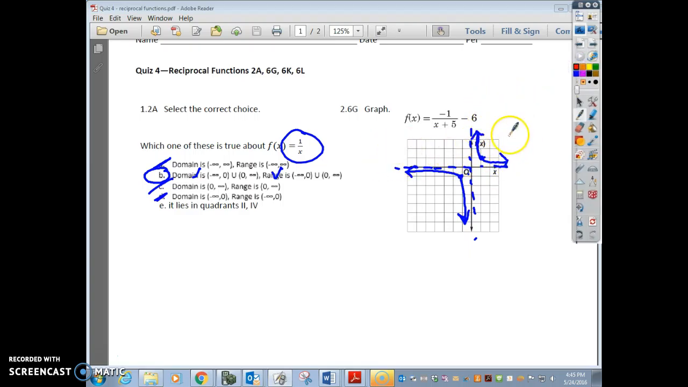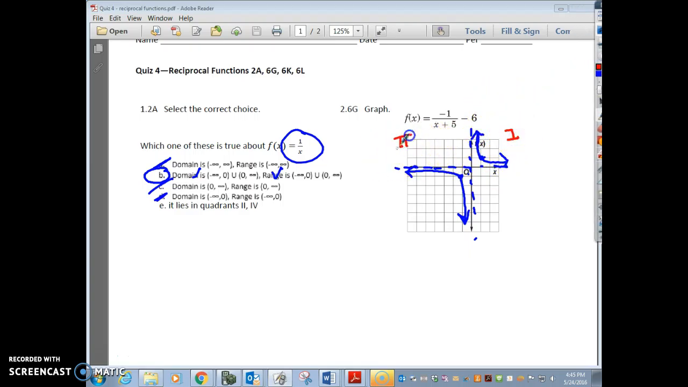So let's remember the quadrants again. This is quadrant 1, quadrant 2, quadrant 3, and quadrant 4. This lies in quadrant 1 and 3. What would make it go to 2 and 4? Well, it was the negative that made it go to 2 and 4. So this is also not true. The answer here is B.